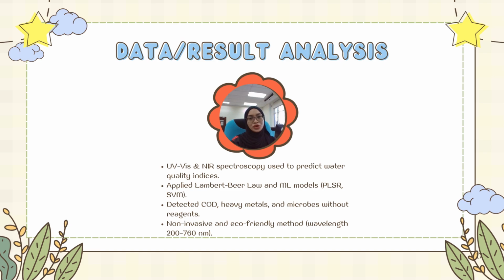And the last point of data or result analysis is, first, UV-vis and NIR spectroscopy used to predict water quality indices. Second, applied Lambert-Beer law and ML models, PLSR and SVM. And third, detected COD, heavy metals, and microbes without reagent. And the last one is a non-invasive and eco-friendly method, wavelength 200 until 760 nm.